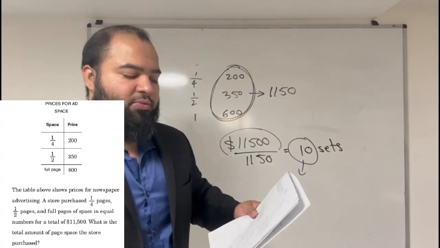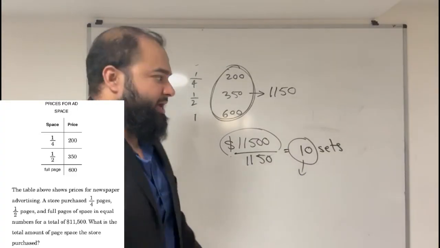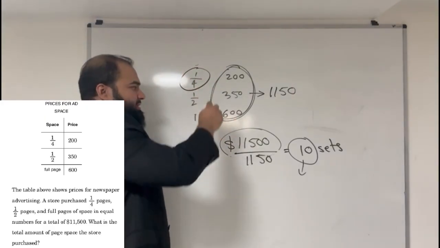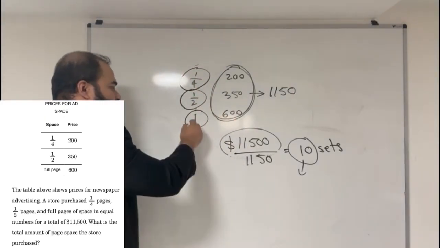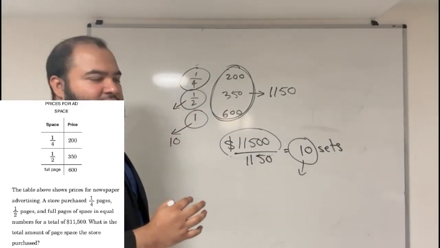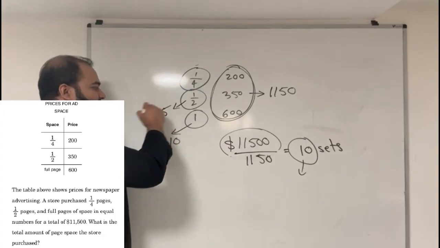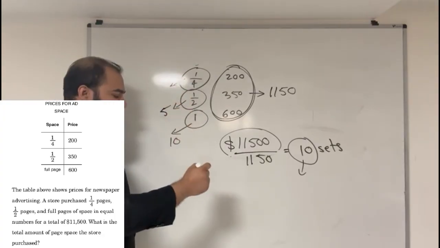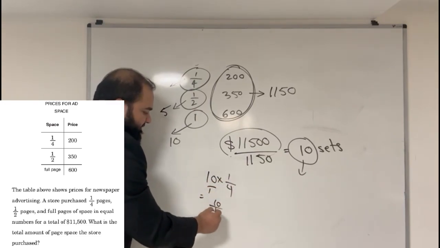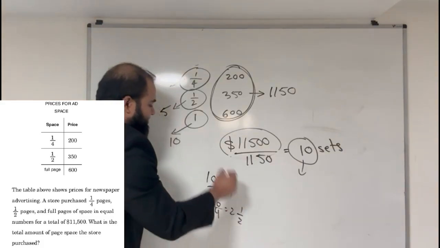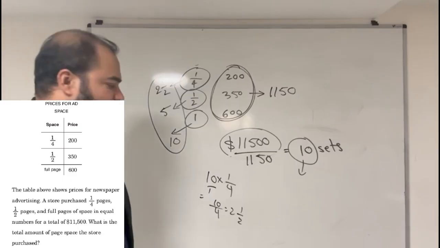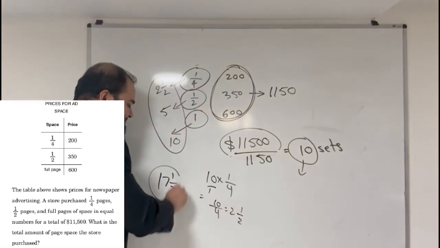What is the total amount of page space the store purchased? Page space. So if you buy 10 sets, it means you have 10 of 1/4, 10 of 1/2, and 10 of 1. So 10 of 1 would be just 10 pages, and 10 half pages, if you put them together, it's 10 times half, so it's 5 pages. And 10 quarter pages, 10 times 1/4 is 10 over 4, that's 2.5 pages. So if you add them all, 10, 5, and 2.5, that's 17.5 pages together.